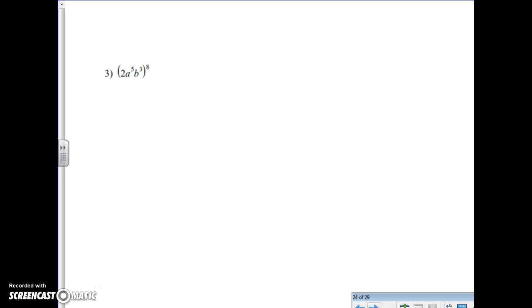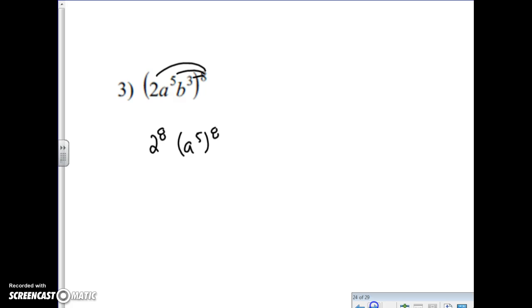Let's look at this one. So this one is a little bit bigger. Okay? So I'm taking 8 to everything. I'm distributing it to everything. I'm taking 2 to the 8th power. I'm taking a to the 5th to the 8th power. I'm taking b to the 3rd to the 8th power. 2 to the 8th is 256, and I'm multiplying these two together to get a to the 40th. I'm going to multiply those two together to get b to the 24th.